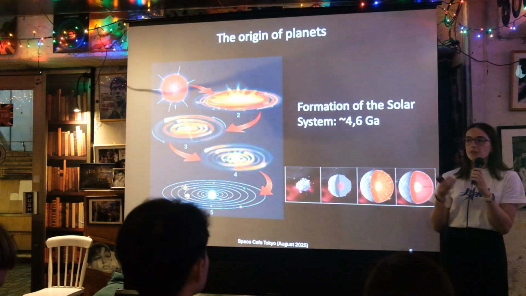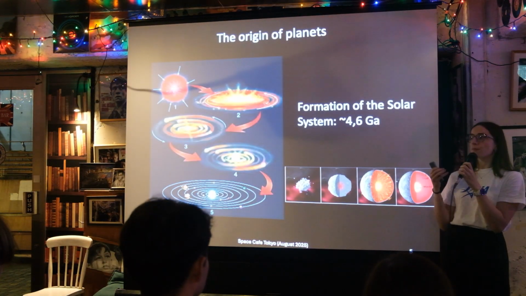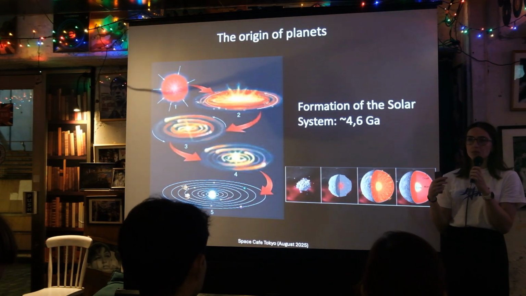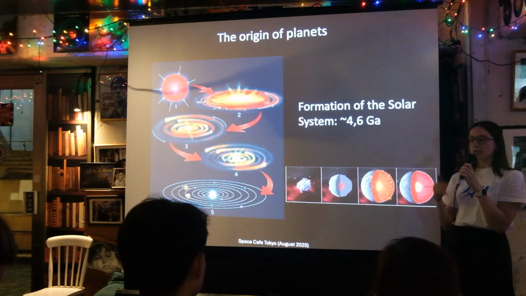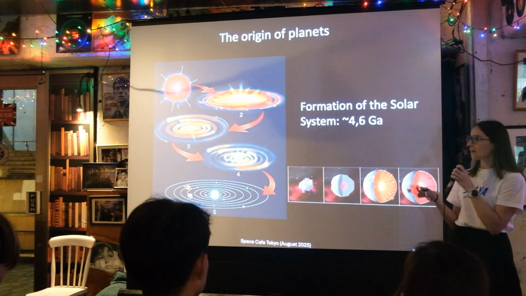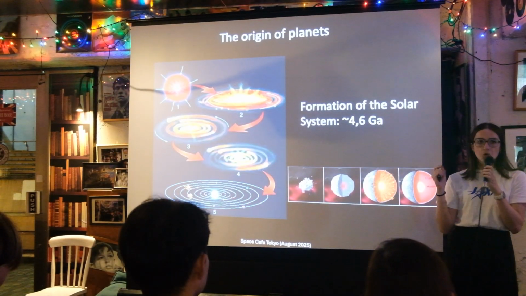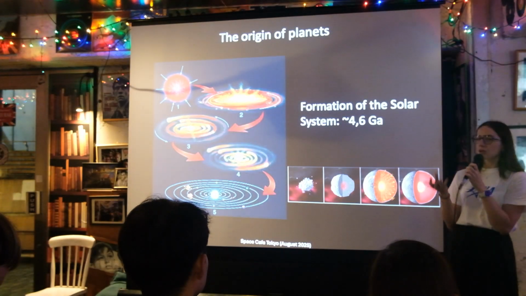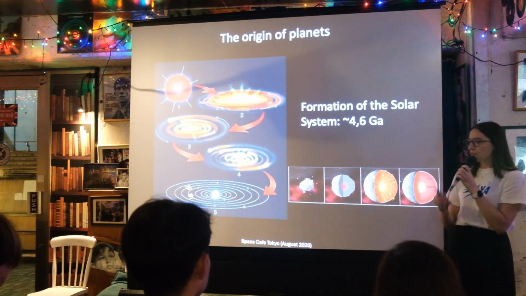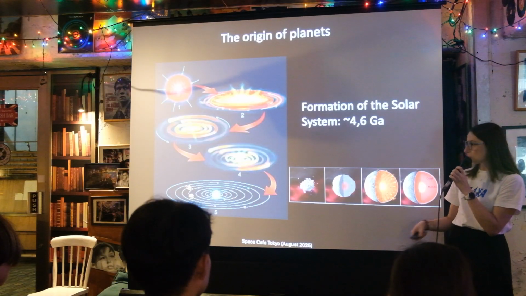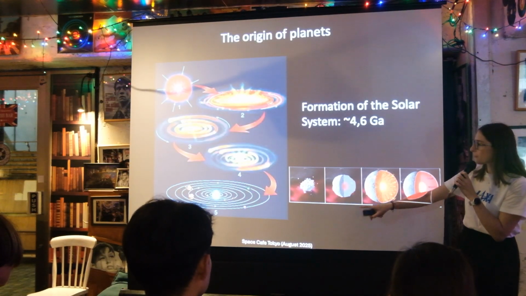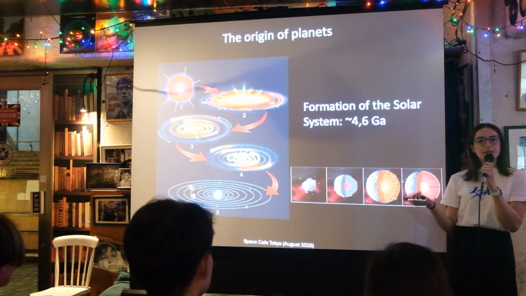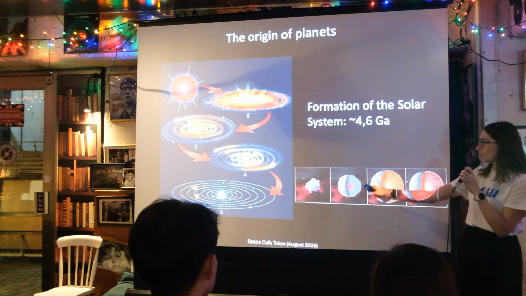Then, at the center, the temperature increases, and a protostar can be created. And then, when nuclear fusion starts within this star, we officially call it a star. Then the leftovers, the material spinning around this star, start to agglutinate and stick together to form what we call planetesimals. You can see examples here. And then with increasing heat and material, these planetesimals will become protoplanets.